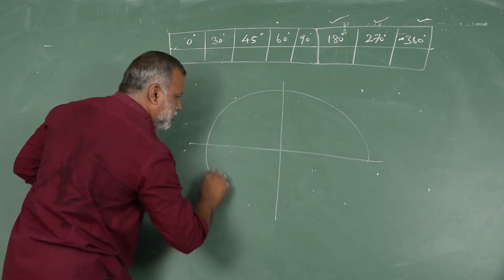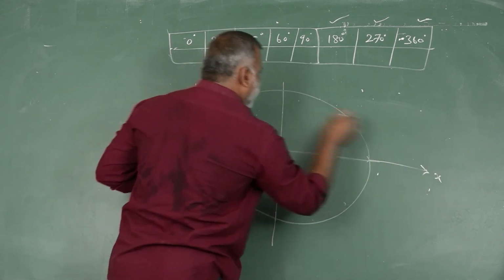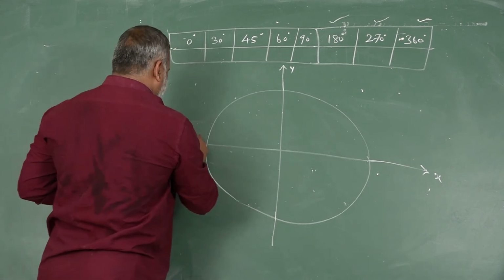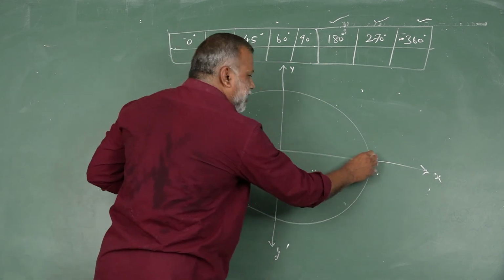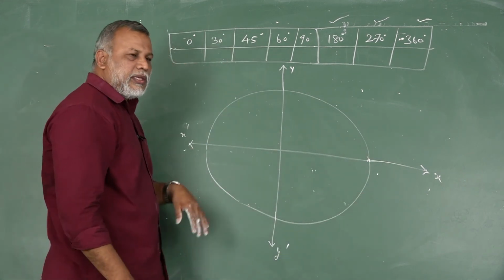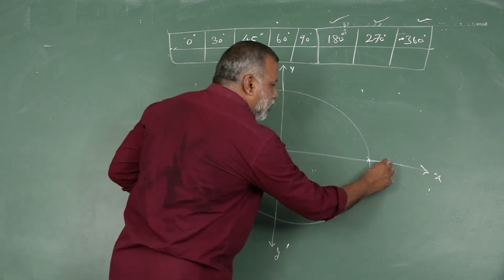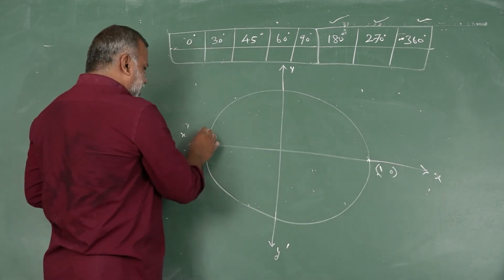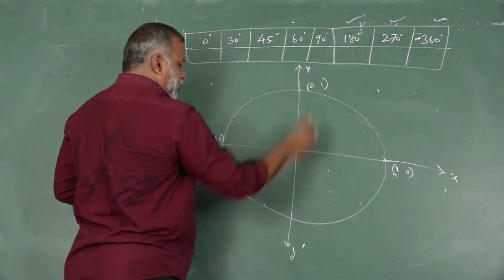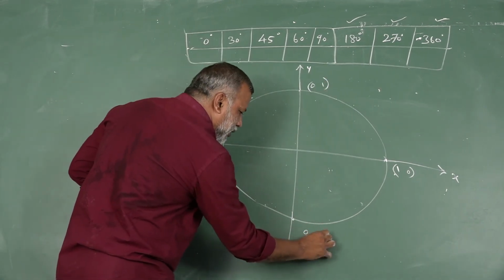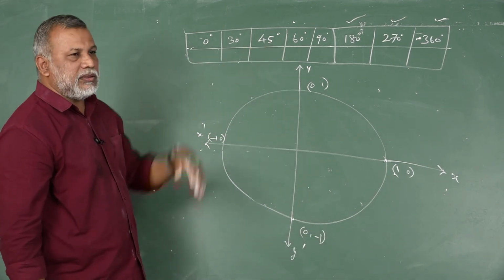Listen. Draw a circle. Consider it is a unit circle. The meaning of unit circle is nothing but radius is 1. So it is 1, 0. Here we can get minus 1, 0. Here we can get 0, 1. Here we can get 0, minus 1. With the help of this, we are able to produce 180, 270, 360.